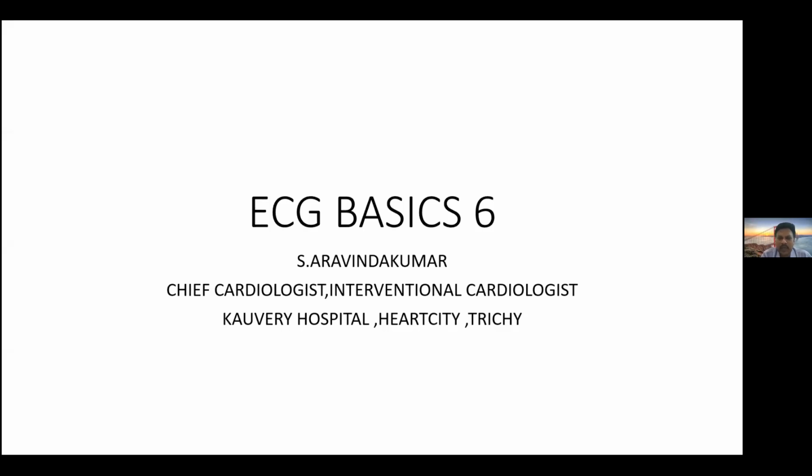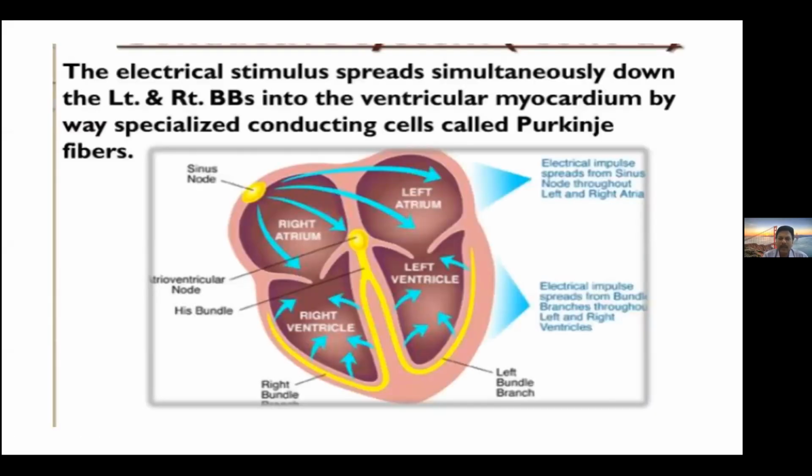So we'll move to the next session after looking into the importance of ST elevation, ST depression, and T wave. We'll look into the next topic, bundle branch block. Before going into the bundle branch block, we'll look into the physiology of conduction, how it conducts, why it is rapidly conducting, why QRS is narrow. Then we'll look into the bundle branch block.